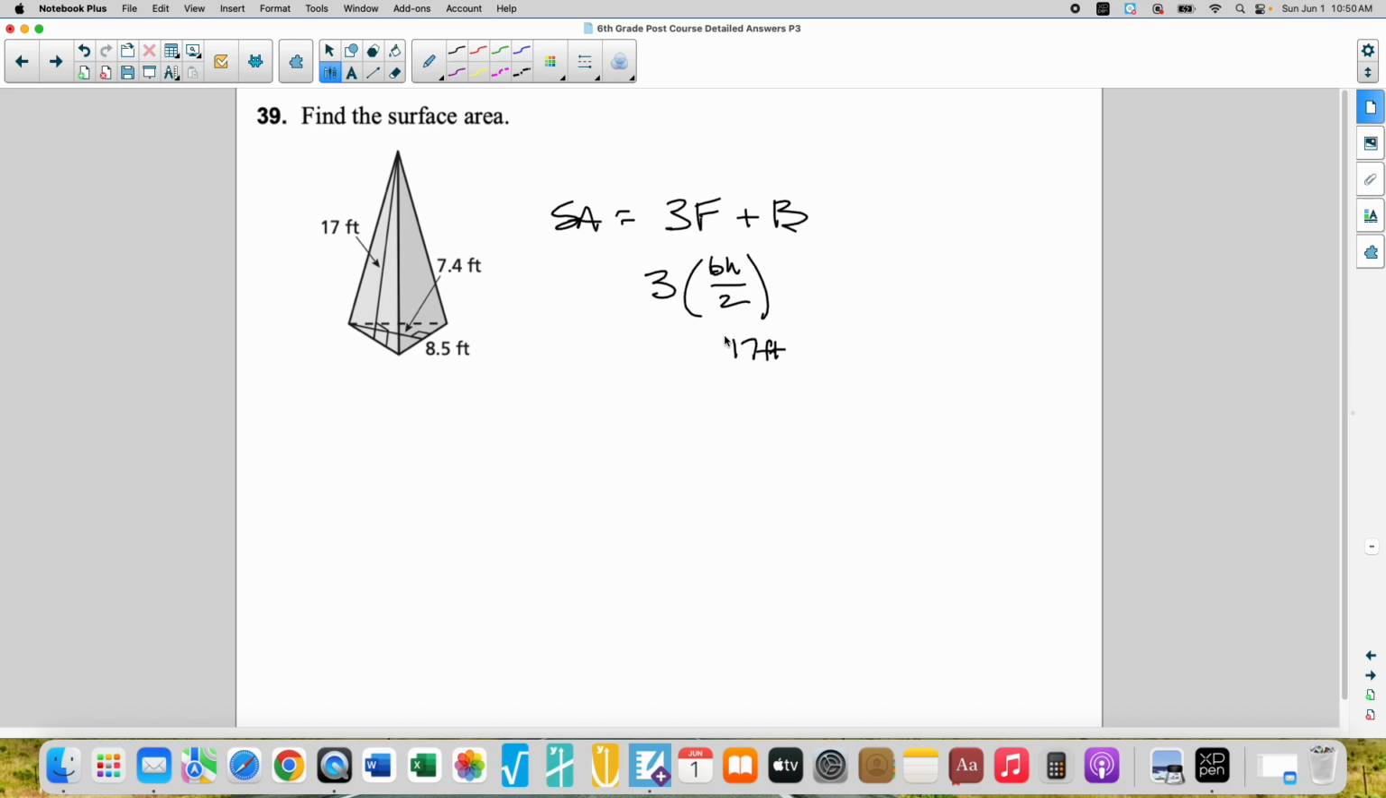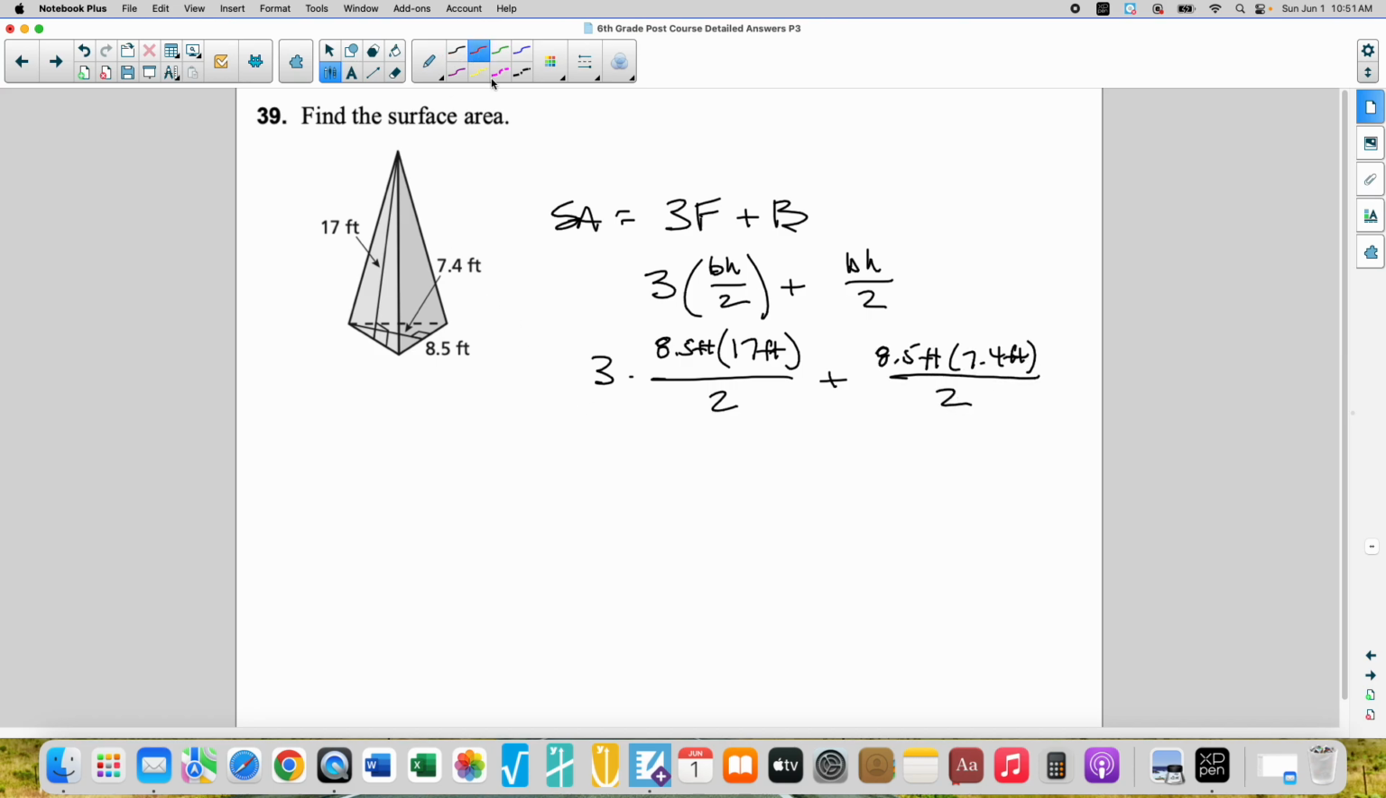And we have a base of 8.5 feet divided by 2 times 3. That's going to be the faces. So base times height divided by 2 times 3, because we have 3 of them. And then we're going to add our base, also a triangle. So we still, again, have base times height divided by 2. The base of the base is 8.5 feet. And then the height of that is 7.4 feet divided by 2.